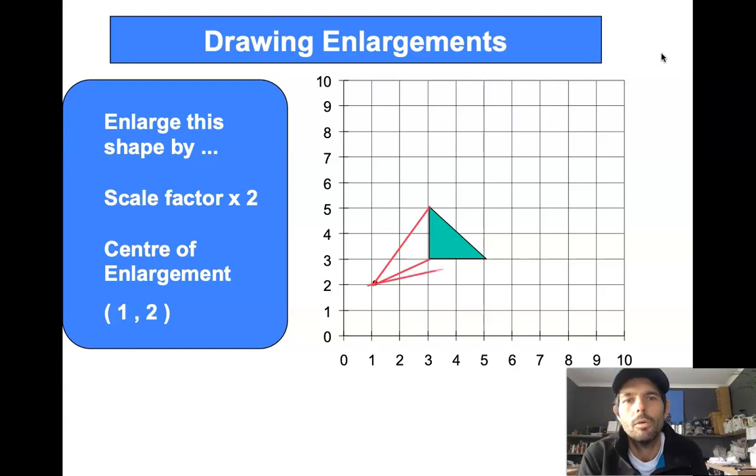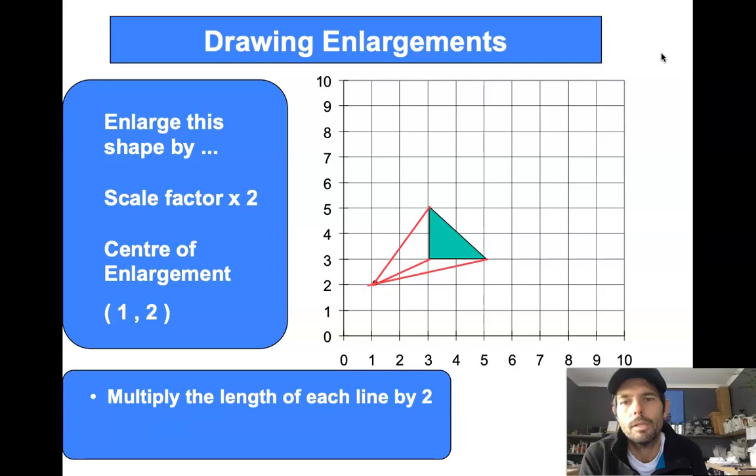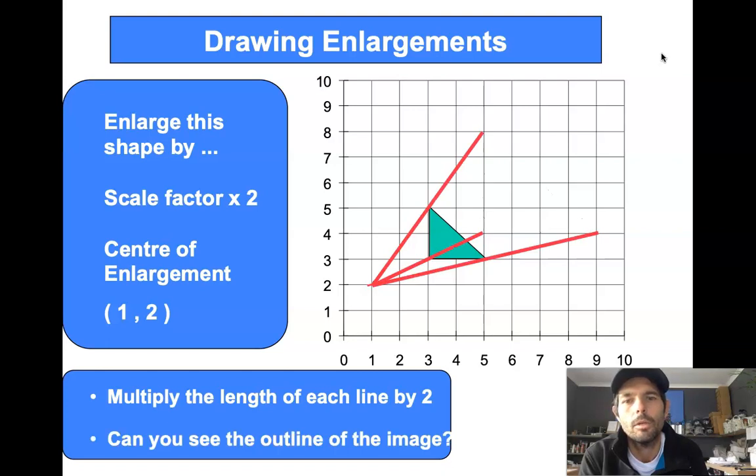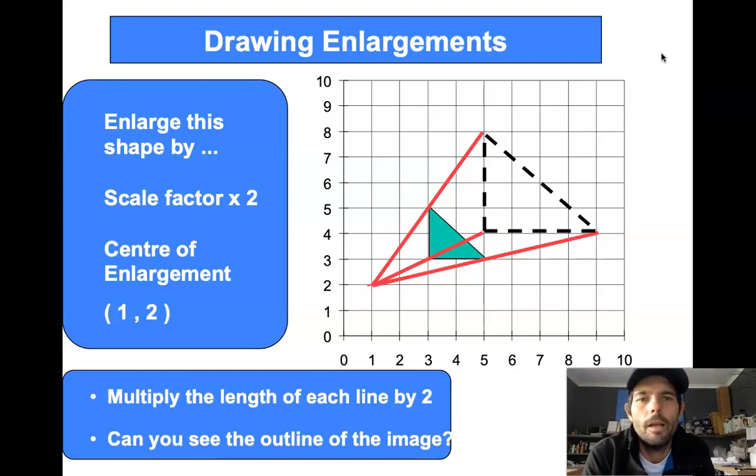So here we would need to measure, okay, and they want us to increase by a scale factor of 2. So we'd have to measure each length and double it, and then that would give you your new image. So it's a bit different to when we're enlarging from the center of the origin, 0, 0. Remember, we could just double the values of the original coordinates. Here, when it's at 1, 2, we'd have to measure and double.